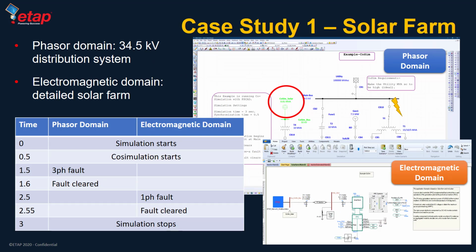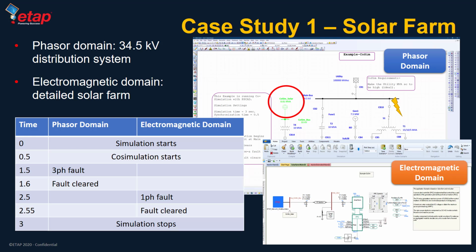So let me show you some images before we jump into the simulation. On the phasor domain, we have a medium voltage network. On the electromagnetic transient domain, we have a 5 megawatt solar farm with solar cells, power electronics, and a lot of detail not otherwise possible when only using the phasor domain. The boundary block between the two domains is shown with a red circle on the phasor domain and with a blue block on the electromagnetic transient domain. The red circle and blue block mean the same. They represent the point of common coupling seen from each domain.